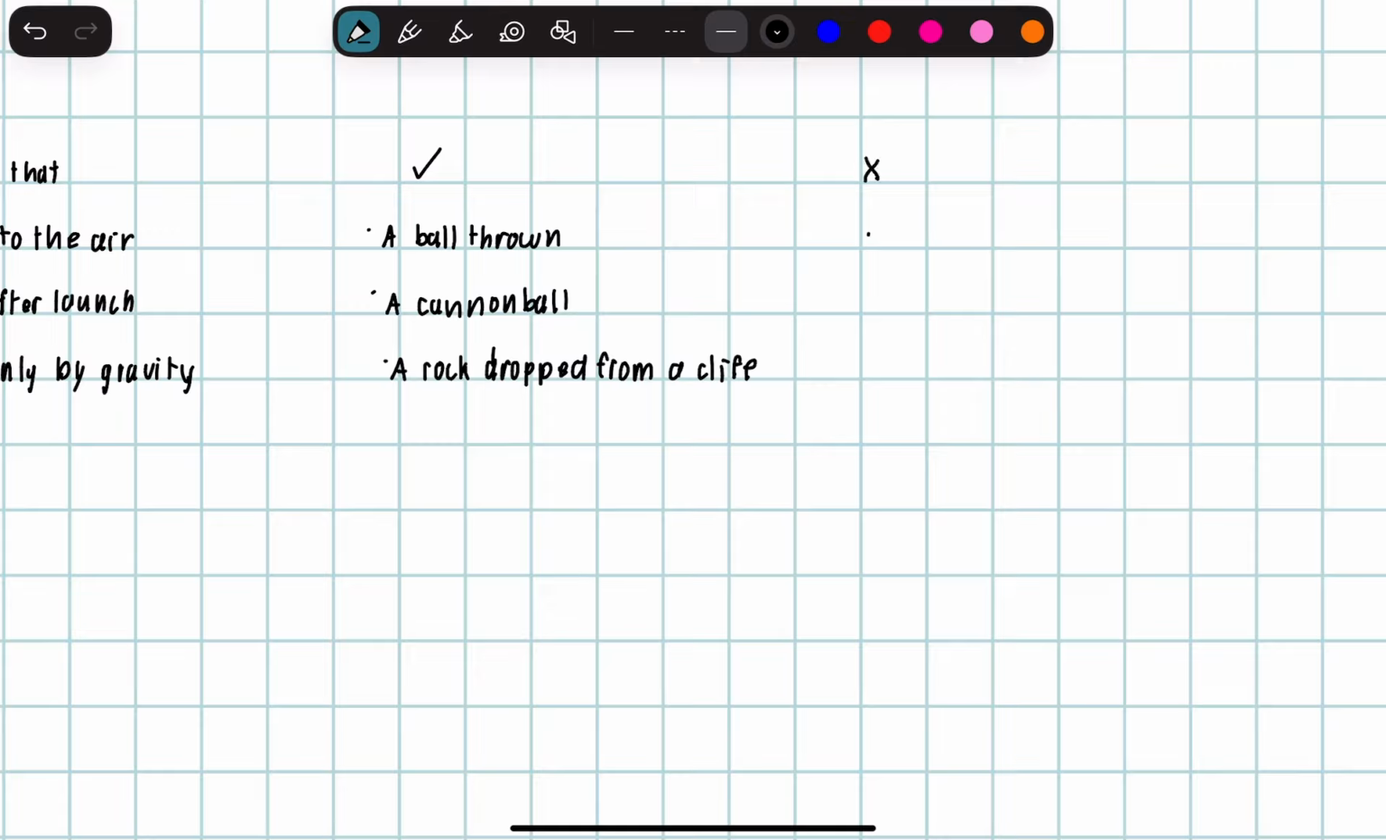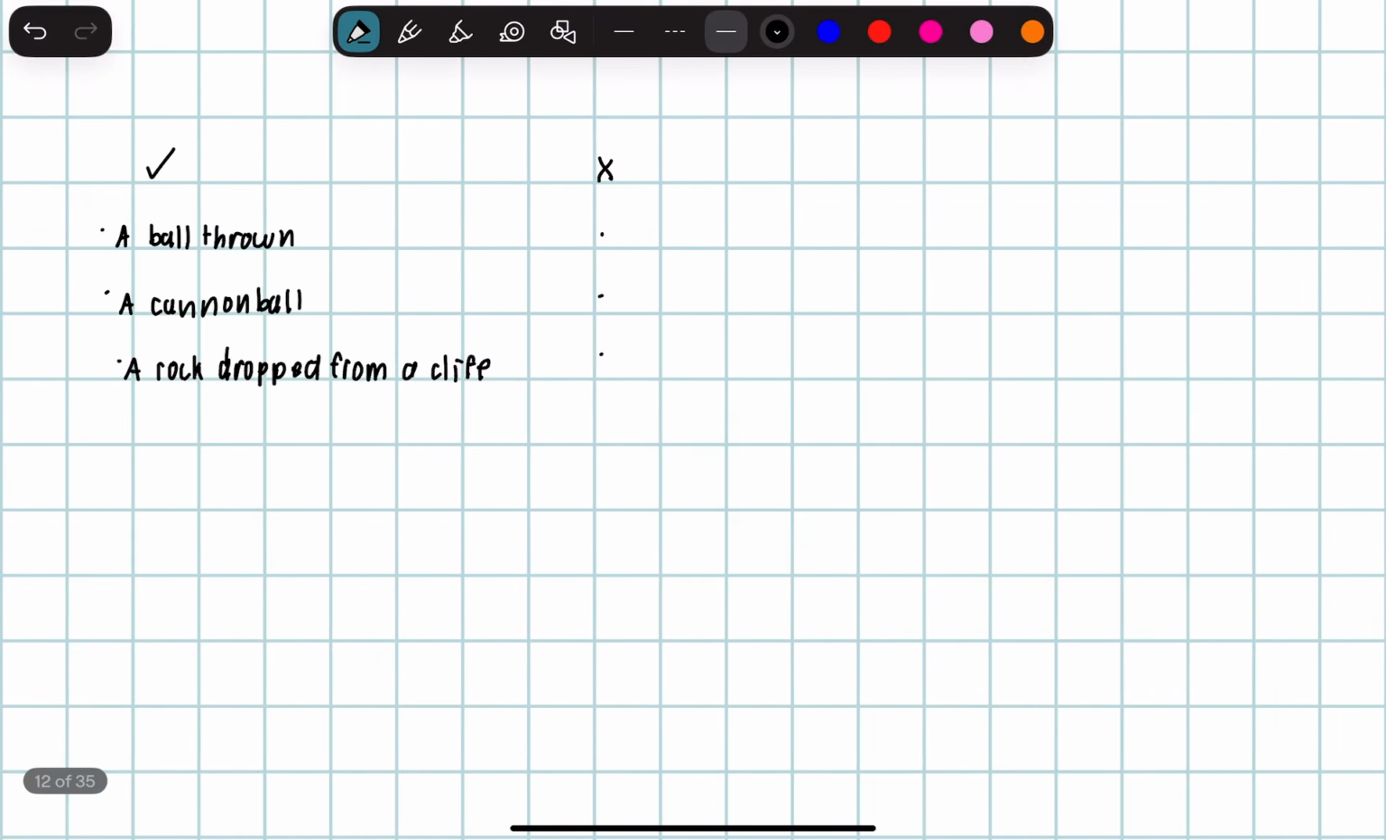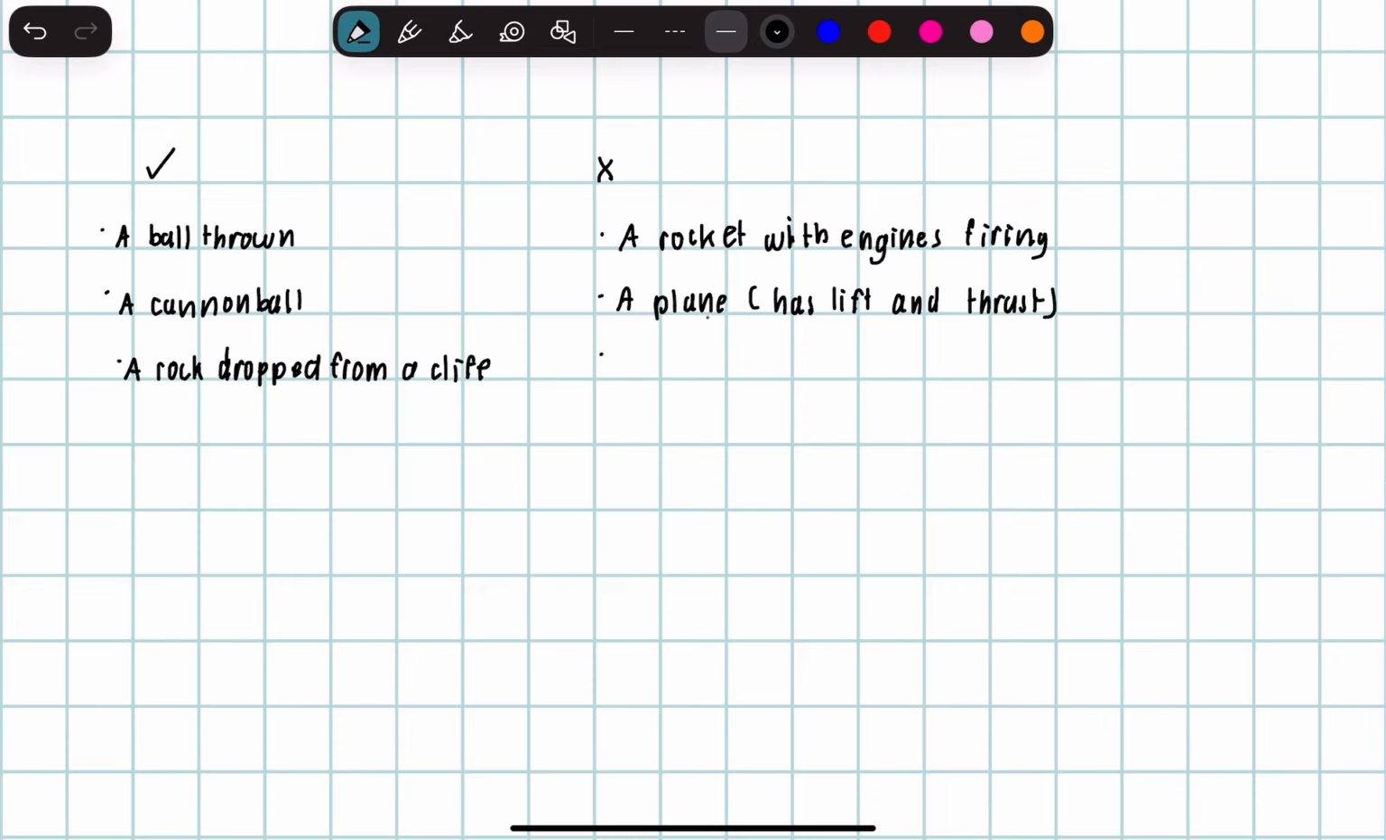Some non-examples of projectile motion that you should be careful not to use kinematic equations with are a rocket with engines firing, a plane because it has lift and thrust, and anything with air resistance.